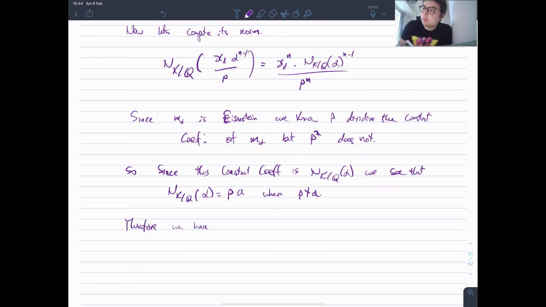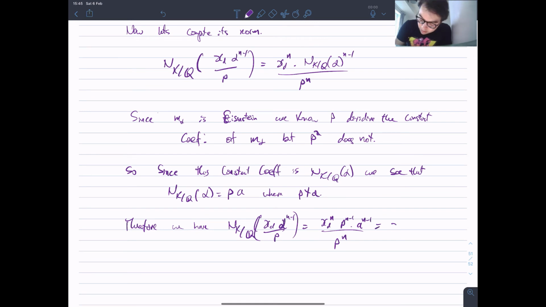we have, going back to this thing, the norm of this element x to the d alpha to the n minus 1 over p. This is x to the d n p to the n minus 1 a to the n minus 1. I'm saying that the norm of alpha is pa, so if I take this element and replace it by this, I get this. Now this is divisible by p, which I can rewrite as x to the n alpha a to the n minus 1 over p.